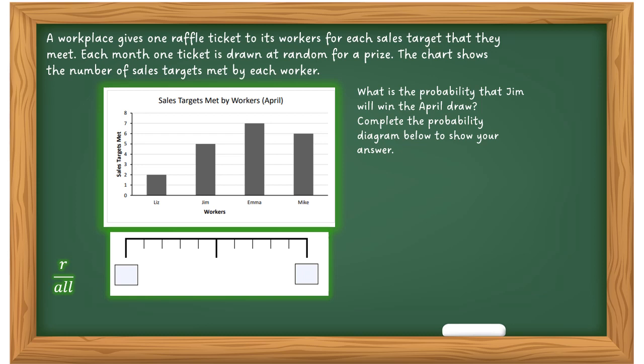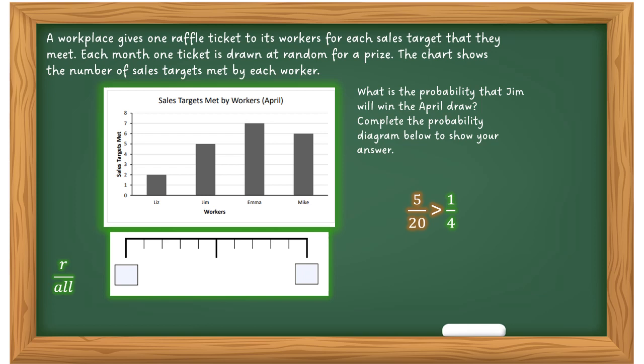Well, if you look at the target Jim has got, you can see that he has got 5 tickets. So you go to the top of the bar graph, work your way across, and you can see he's met the target 5 times. So he has 5 tickets, and that's your top number when you're creating a fraction. Now the bottom number is everyone added together. So if you add all the totals together, you can see that Jim has a 5 in 20 chance, or a 1 in 4. It's the same thing. Now where would you put that in the scale?